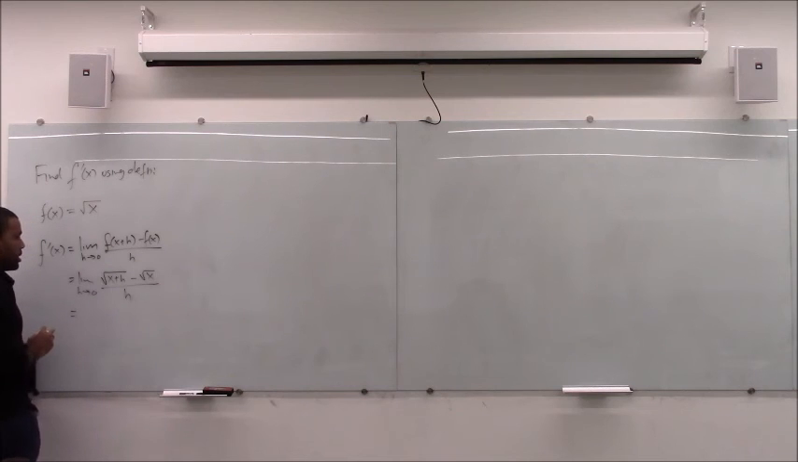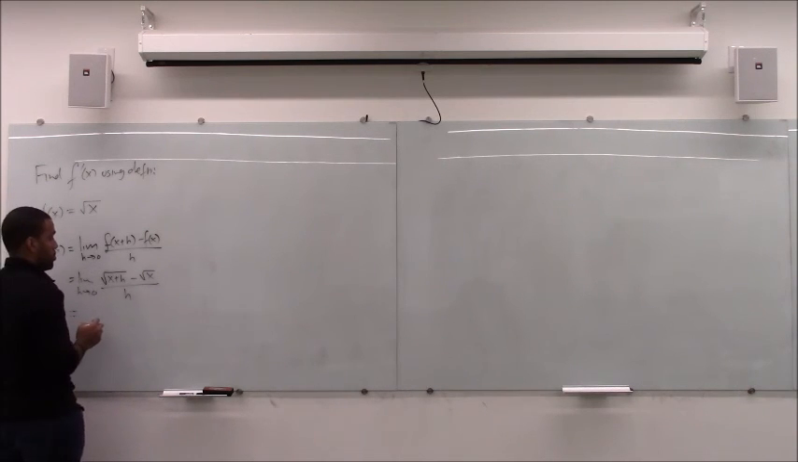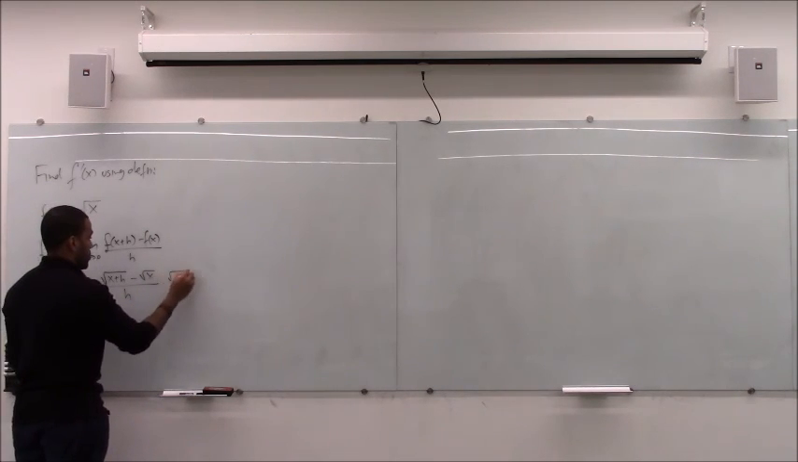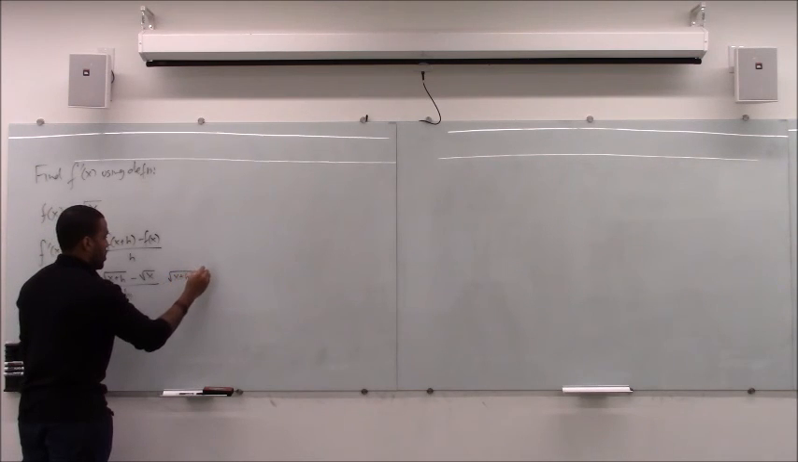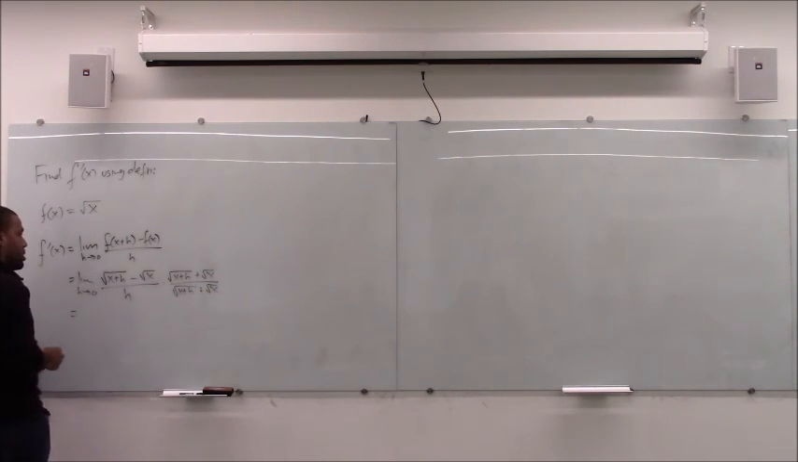How do you find that limit? You could take the conjugate. What's the conjugate? Radical x plus h plus radical x. Right. Want to rationalize the numerator here? Multiply and divide by the conjugate.